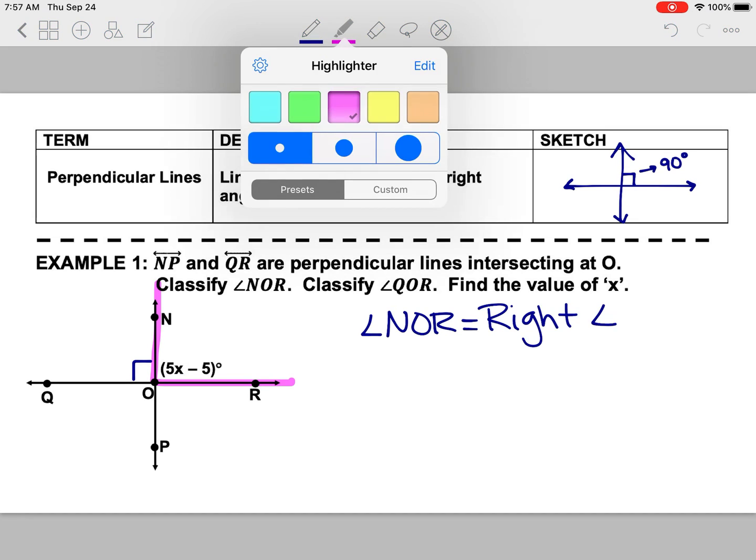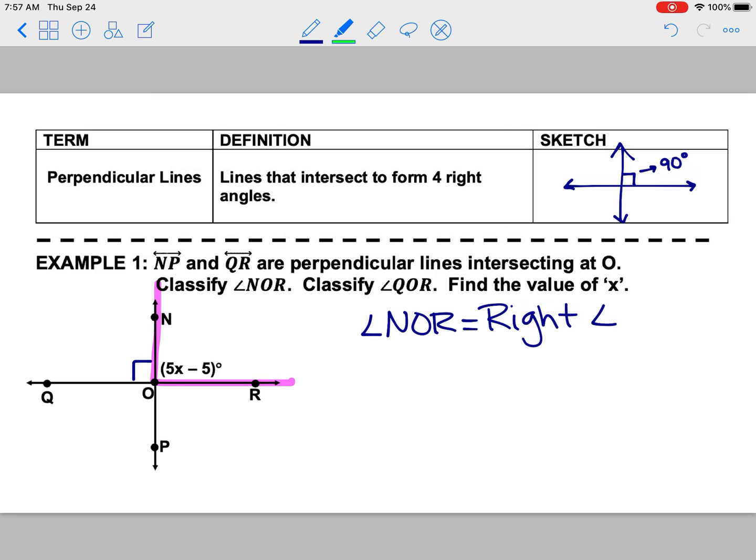Then they want us to classify QOR. So if we highlight Q to O to R, we can say it's two right angles put together, and that equals 180 degrees. And so if you have an angle that equals 180 degrees, remember that is called a straight angle.